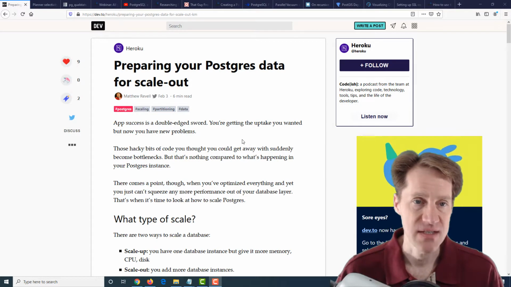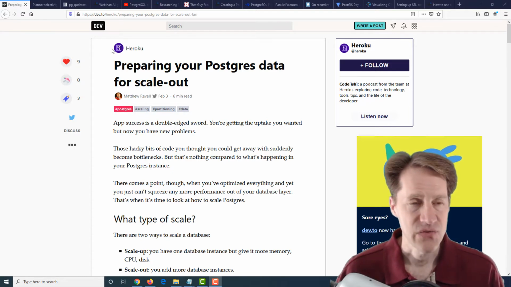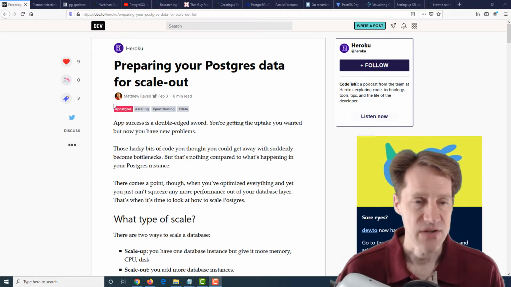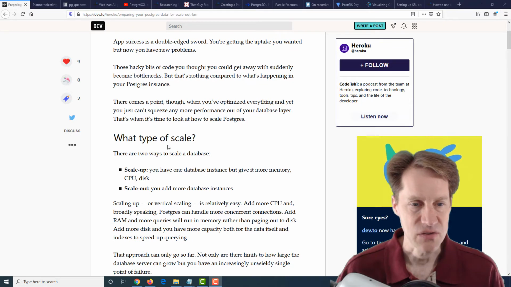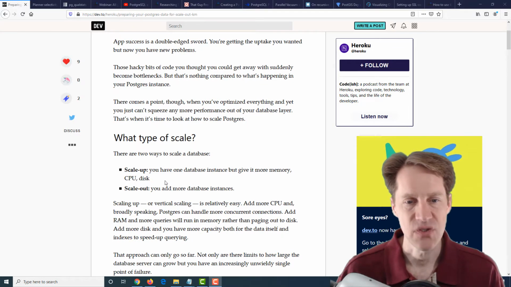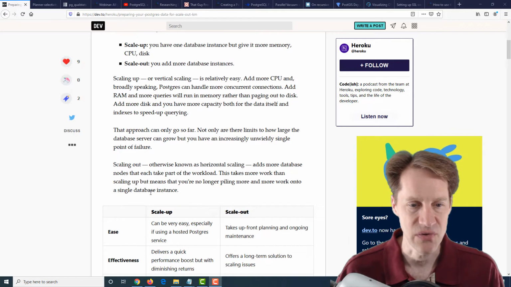Our first piece of content is "Preparing Your Postgres Data for Scale Out" from dev.to, and they're discussing different preparations you would need to do if you're wanting to potentially scale out your database. Now they talk about two different types of scale. Scaling up, which is basically putting your database on a larger instance, giving it more memory, CPU, disk, etc. Scale out is when you add one or more instances and try to scale out across multiple databases.